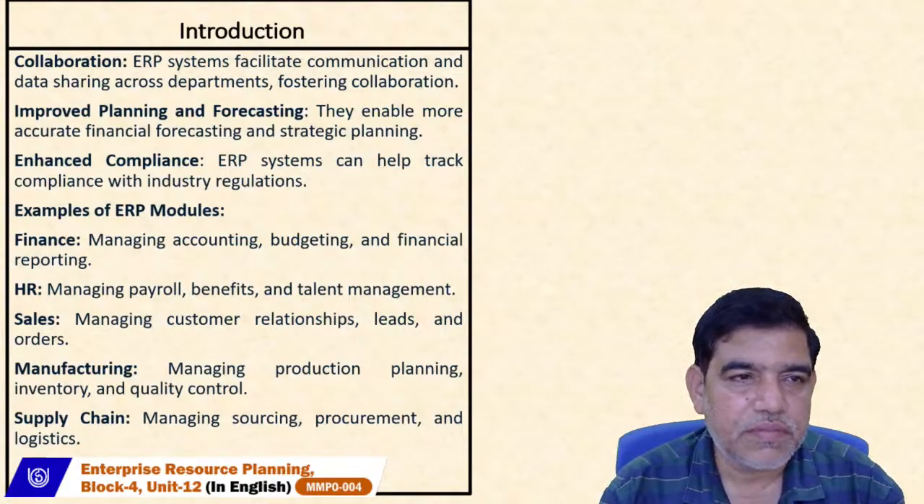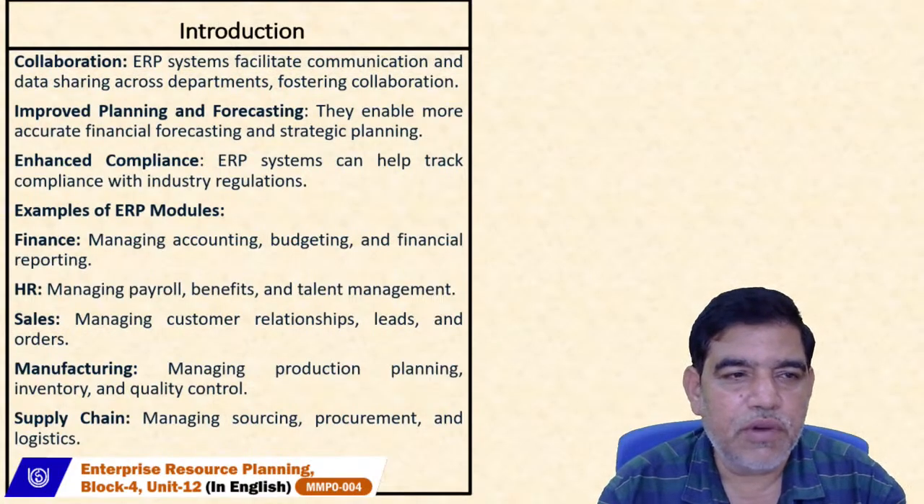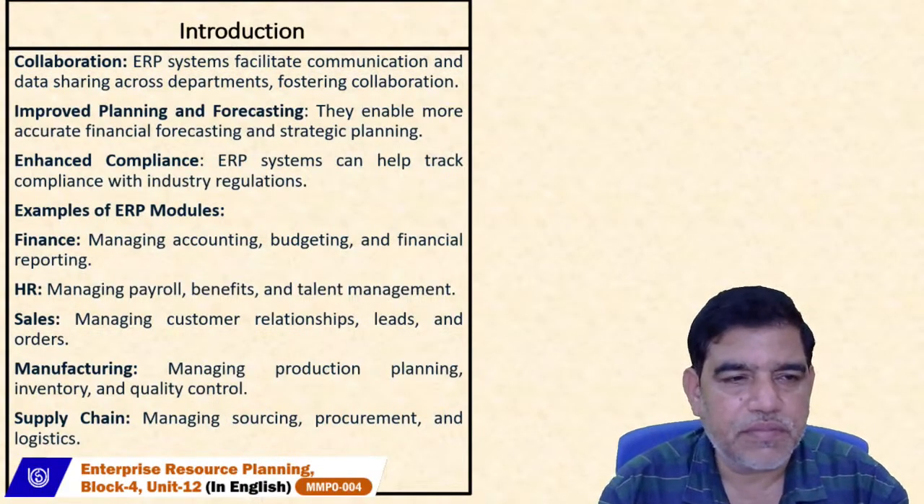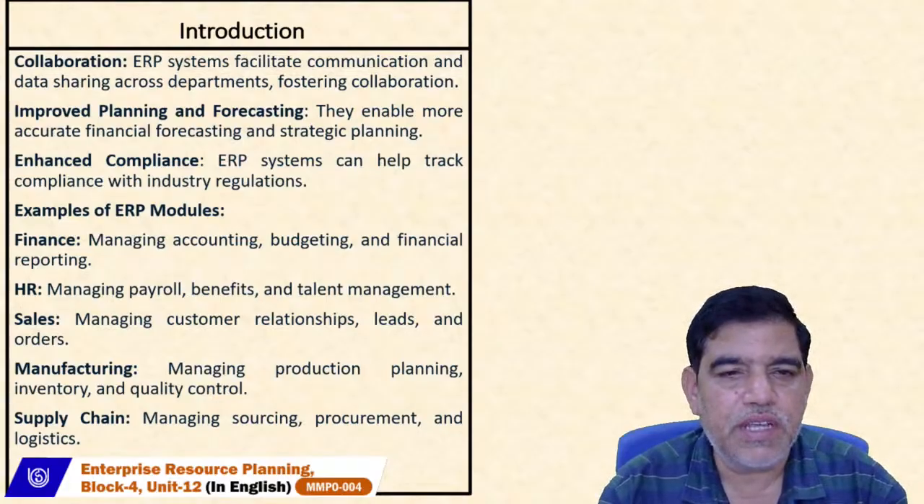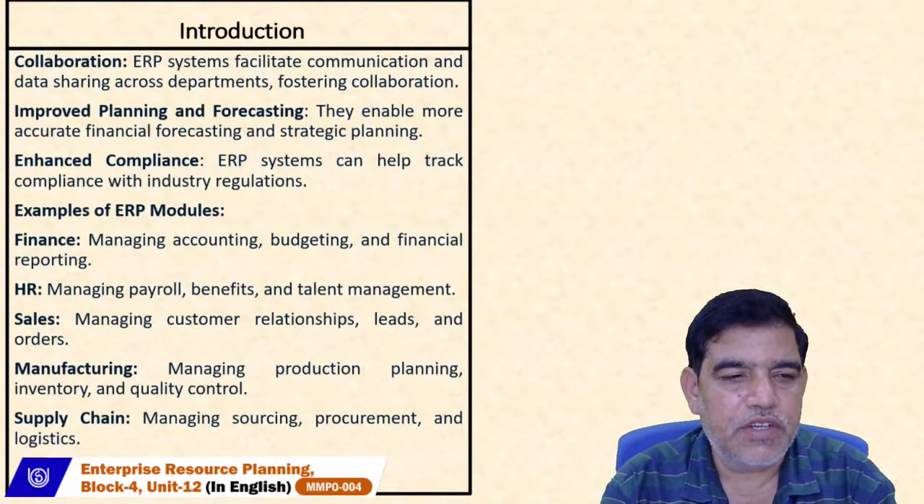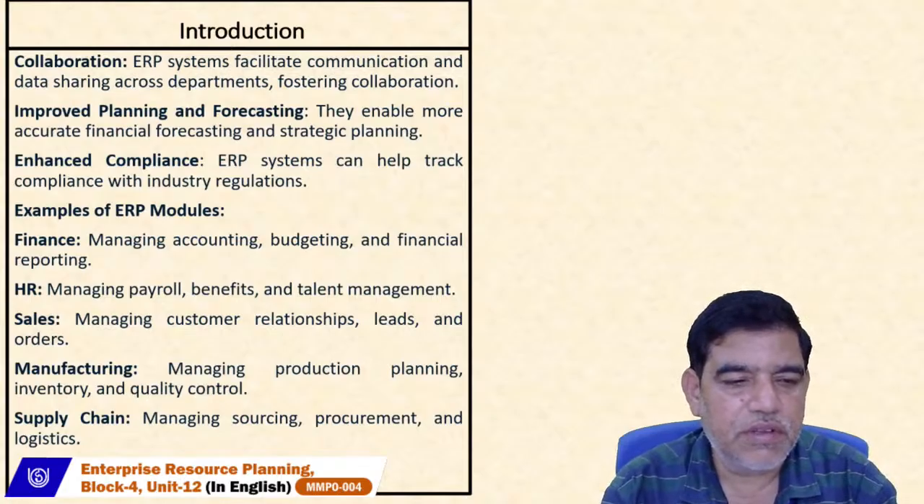Improved planning and forecasting. They enable more accurate financial forecasting and strategic planning. Enhanced compliance. ERP systems can help track compliance with industry regulations. The various examples of ERP modules are finance module, HR module, sales module, manufacturing module, and supply chain.